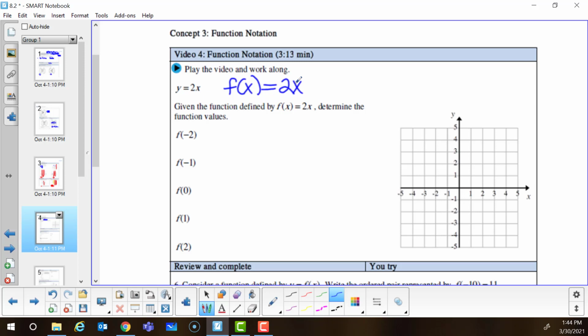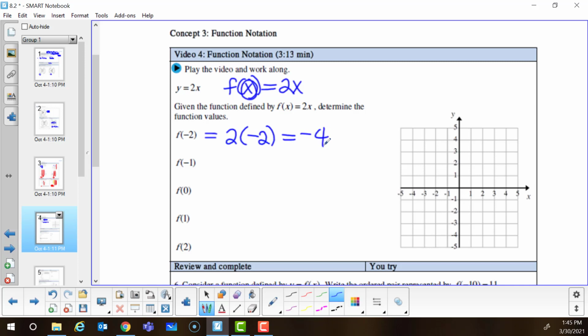All that means is that if I'm going to do f of x equals 2x and I want to make a table, I'm taking any number that's in the f of whatever this is, plugging it in for x, and working it out. Okay? So here's an example. I've got f of x equals 2x. I want to find f of -2. That means I want to take -2 and plug it in for the x in my function. So that would be 2 times -2, which would be -4.